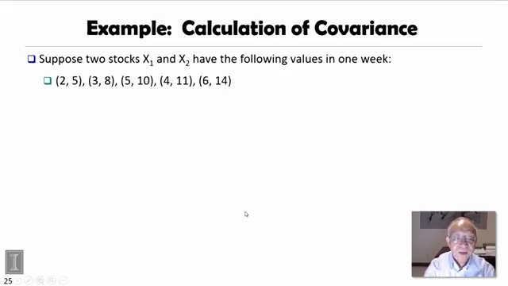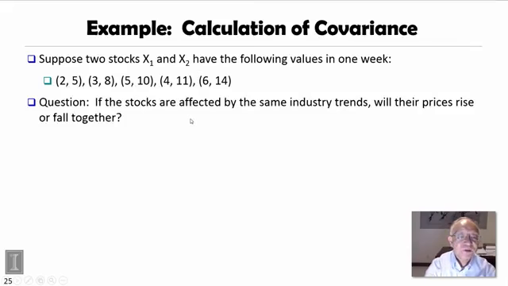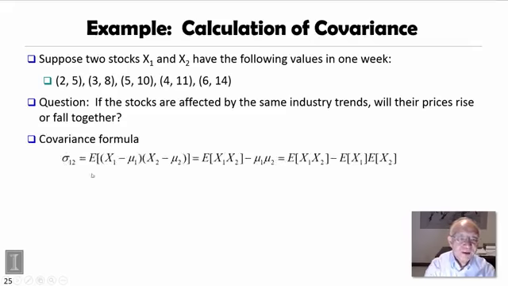Now we look at a concrete example. Suppose we have two stocks, x1 and x2. They have the following values in 1 week, like these 5 pairs of values. Then the question is whether the stocks are affected by the same industry trends. That means whether their price will rise or fall together. Then we calculate their covariance. We will be able to know whether they are positively or negatively correlated.